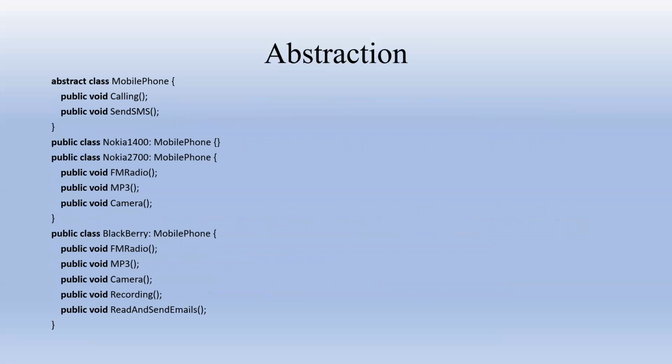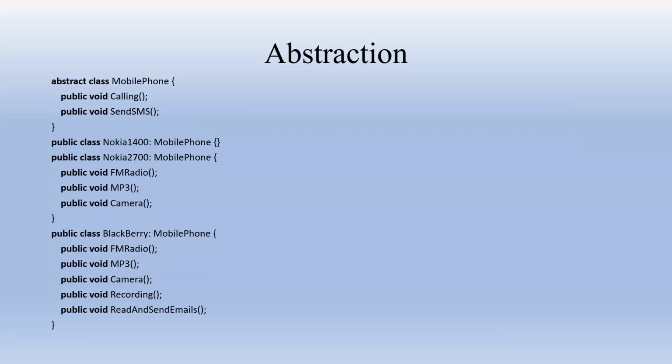So let's see another example of abstraction in terms of coding. You have an abstract class mobile phone. As we know, every mobile phone has at least two major functions, which is to make calls and the other is to send messages. So we have an abstract class here, mobile phone. Inside this class, we have two functions, calling and send SMS. An abstract class basically has normal methods as well as abstract methods.